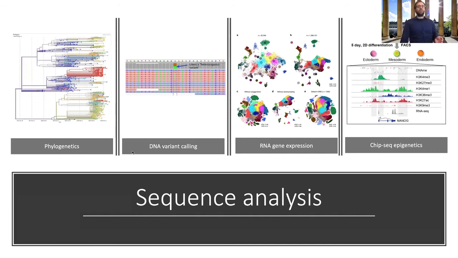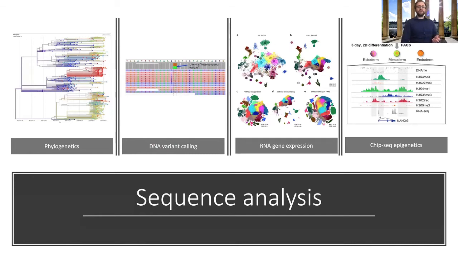DNA variant calling, which is essentially one of the most useful applications of sequence analysis for looking at inherited human diseases. So this is something I do a lot of when looking at rare eye diseases.